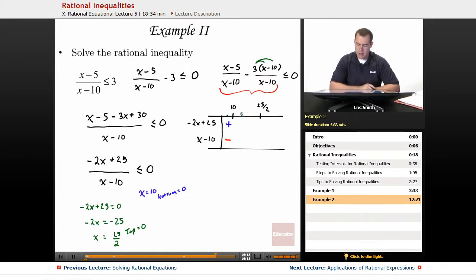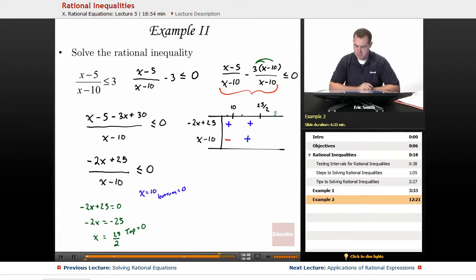If I put 11 into that top one, I'll get a negative 22 plus 25. So that'll be positive. If I put an 11 into the bottom one, 11 minus 10 would be a positive 1. Okay, interesting. Now I need to pick something larger than 25 over 2. 25 over 2 is about 12 and a half. So let's go ahead and test out something like 20.